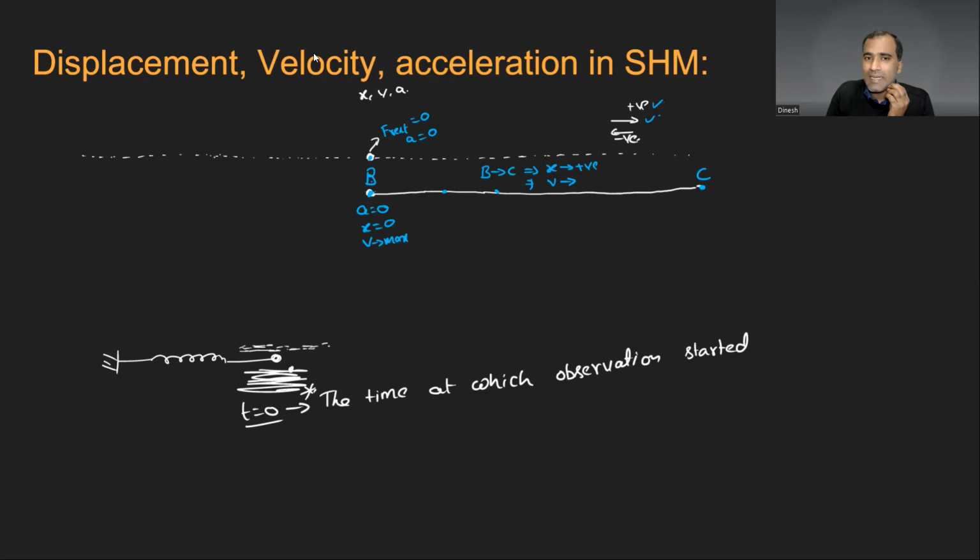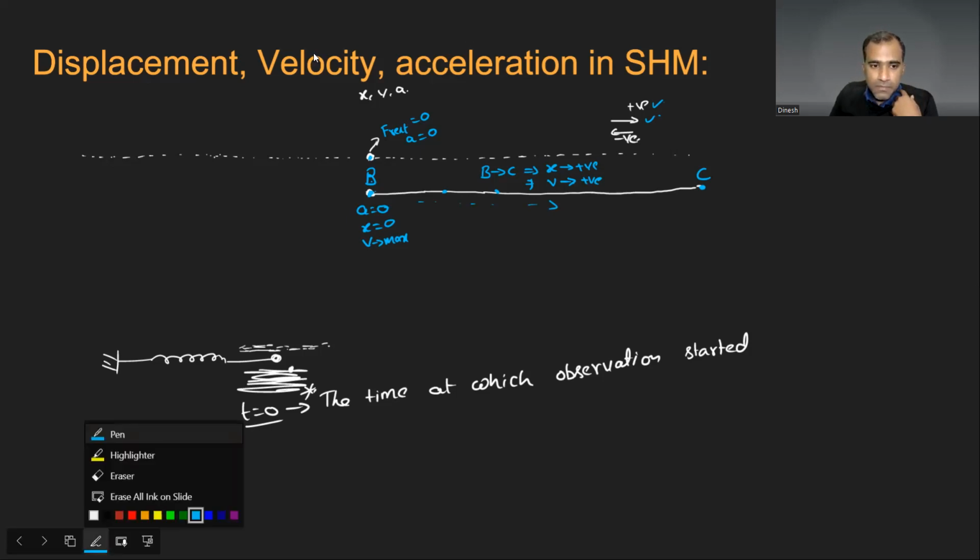Positive. It is traveling in this direction. No, it is traveling from B to C. As it travels from B to C, velocity is from B to C. Whatever direction you're traveling, that is the direction of velocity, right? And this direction, we have taken as the positive direction. So velocity is positive.